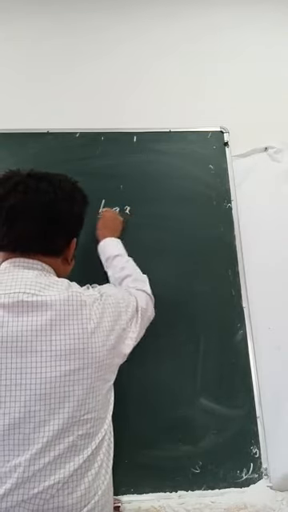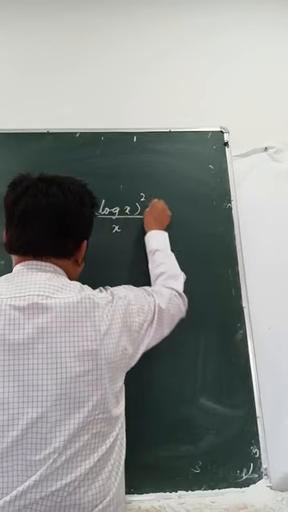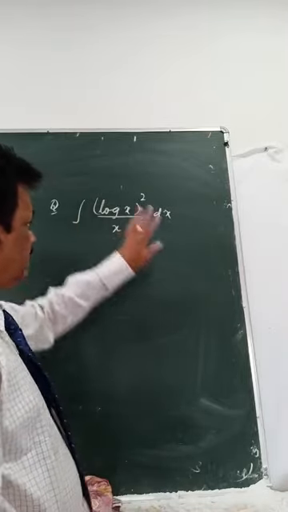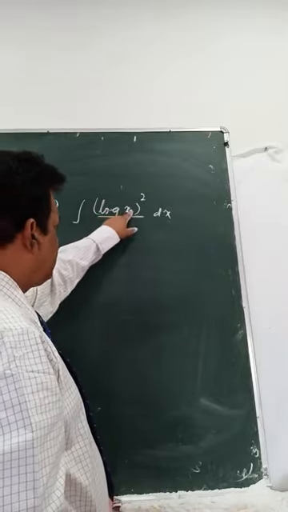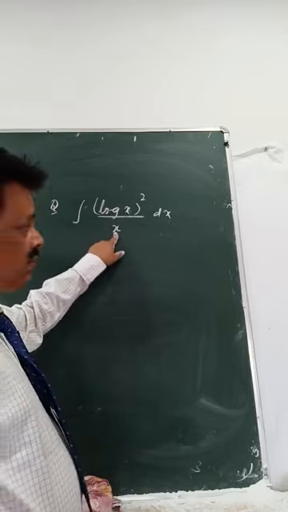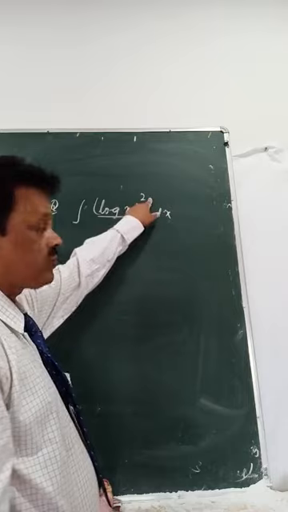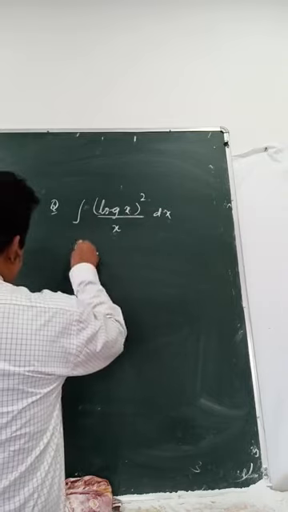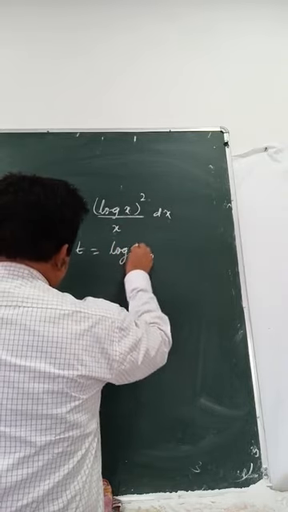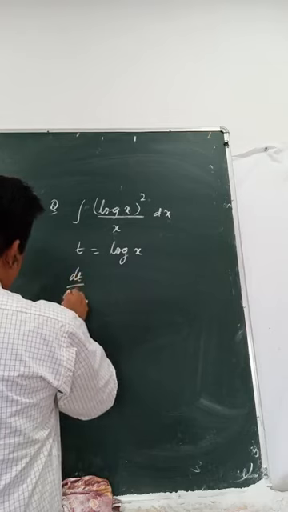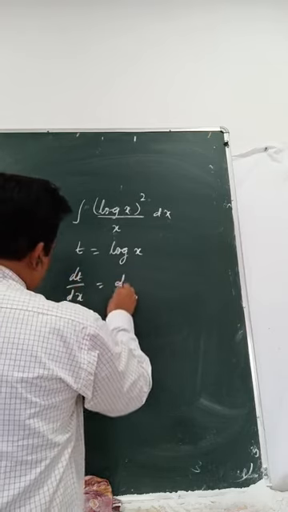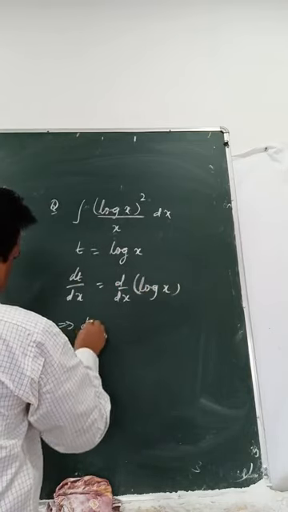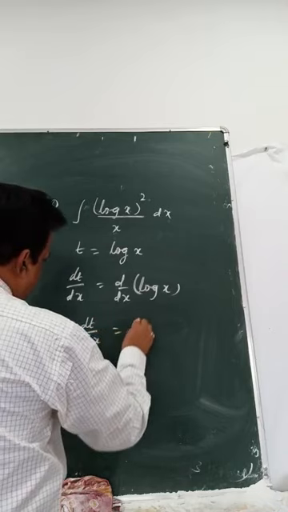Integral of log x whole square by x dx. Again you see whose derivative is what. Log x derivative is 1 by x. Log x derivative is 1 by x, not log x whole square. It is only log x whose derivative is 1 by x. So I'll take t equals to log x. dt by dx equals d by dx of log x. dt by dx equals to 1 by x.